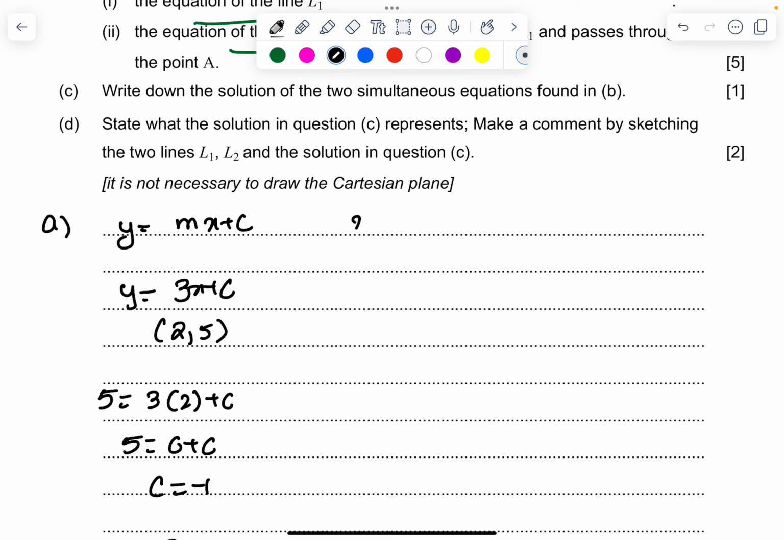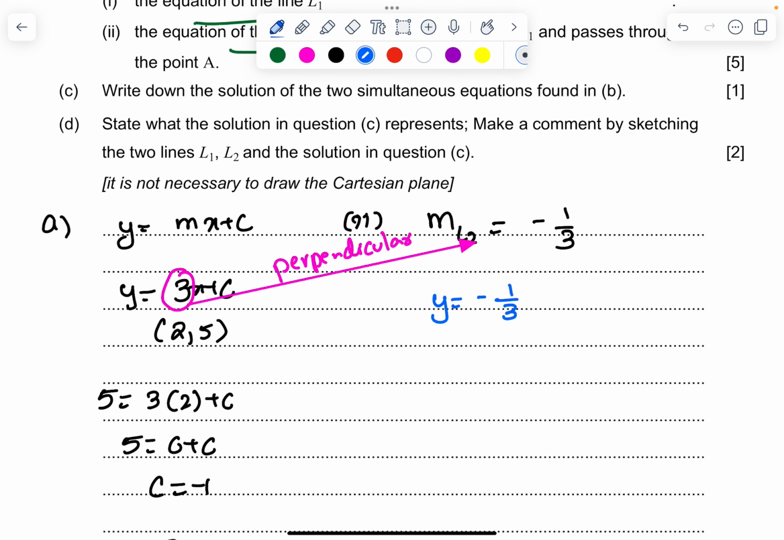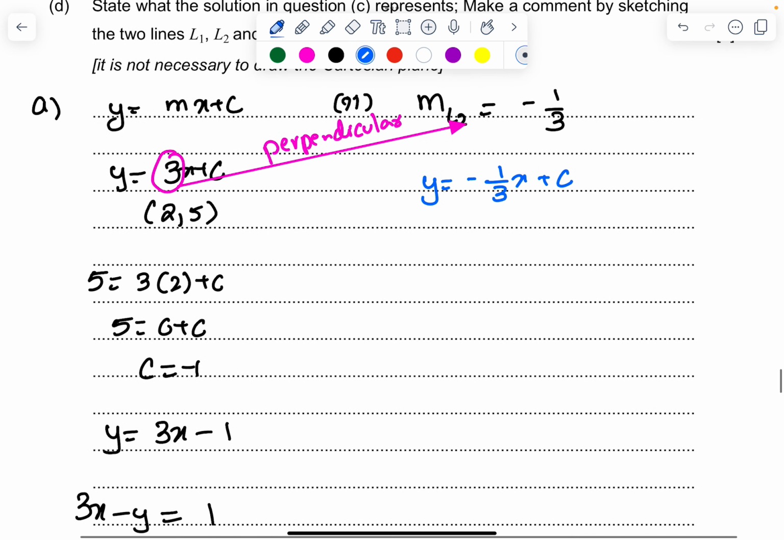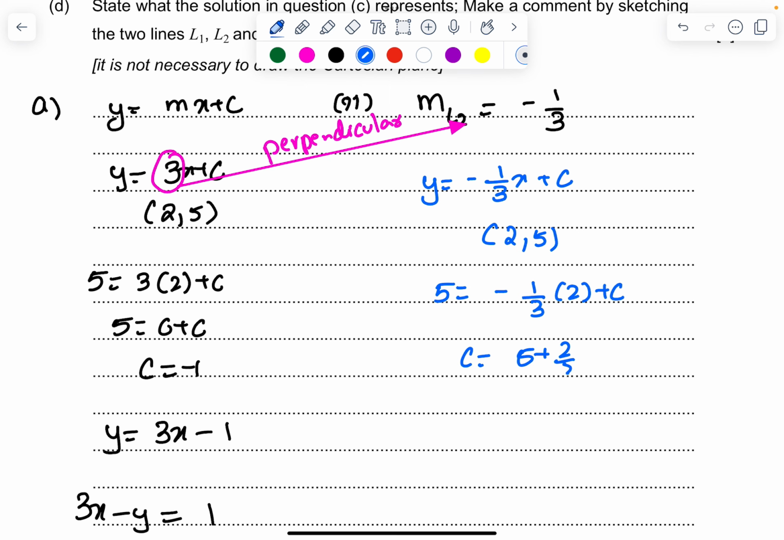Now for part 2, the gradient of L2 will be equal to minus 1 upon 3. Why? Because this was the gradient of L1, and now it is perpendicular. Perpendicular means do the reciprocal and change the sign. So y equals minus 1 upon 3 x plus c, but it is passing through (2, 5). So 5 equals minus 1 upon 3 times 2 plus c. c equals 5 plus 2 upon 3, which is 17 upon 3.